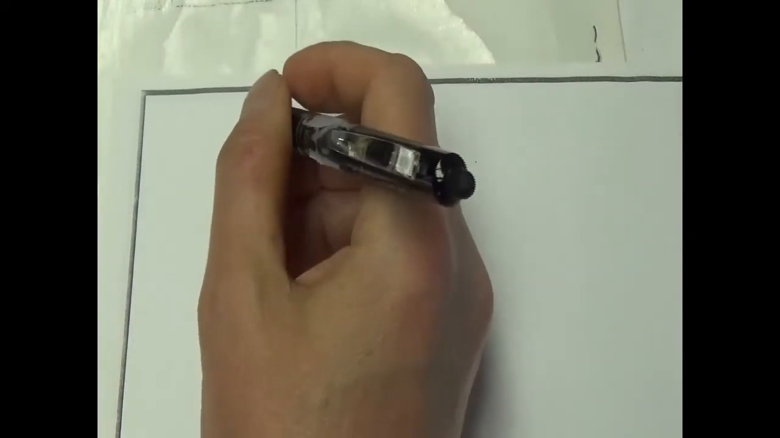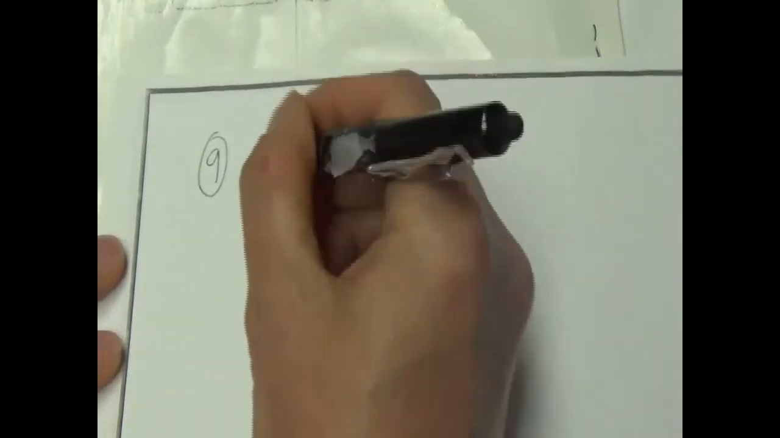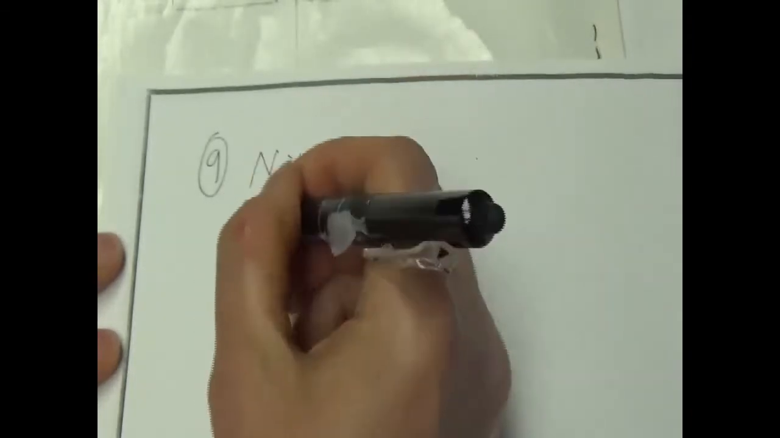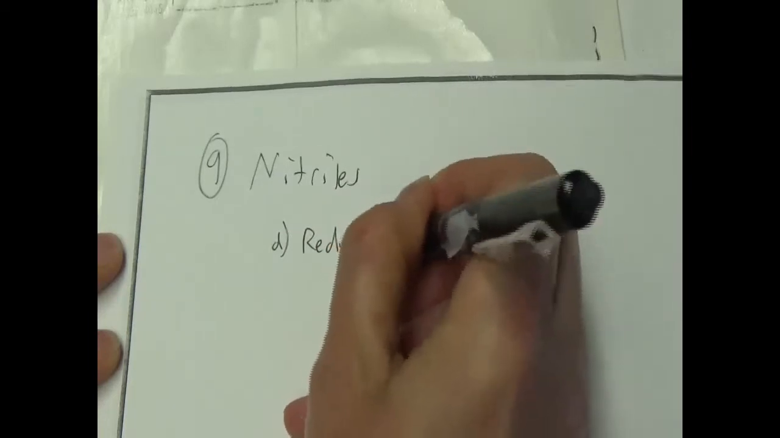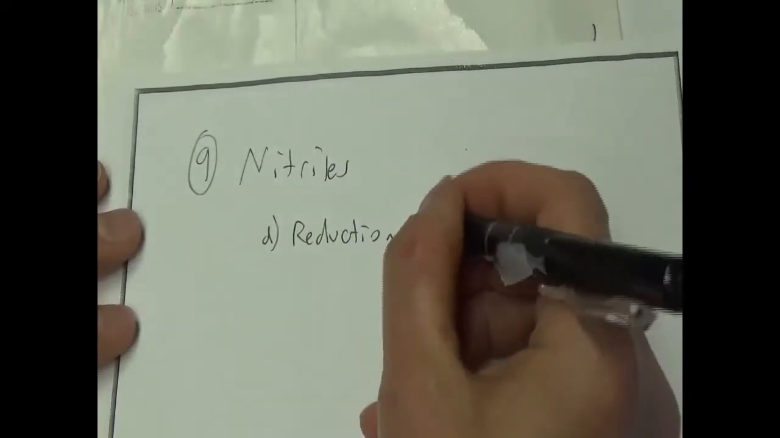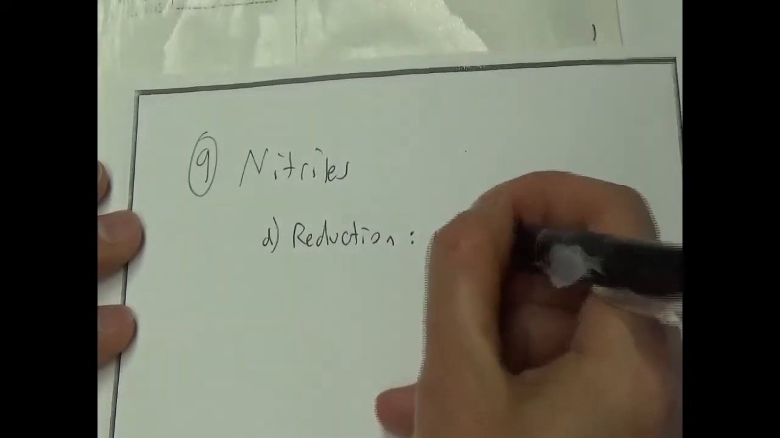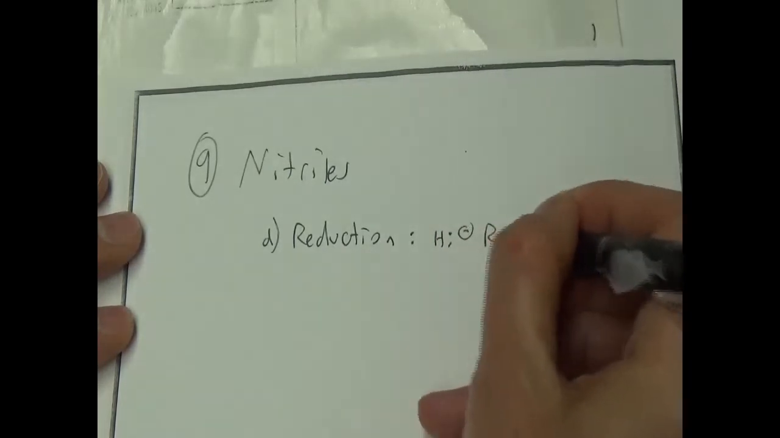Okay, I think we're on the last little bit of nitriles. Again, this was not that crazy of a section, I hope you agree. Now we're on D, which is reduction. And by reduction, it's usually going to mean H:⁻ reagents.